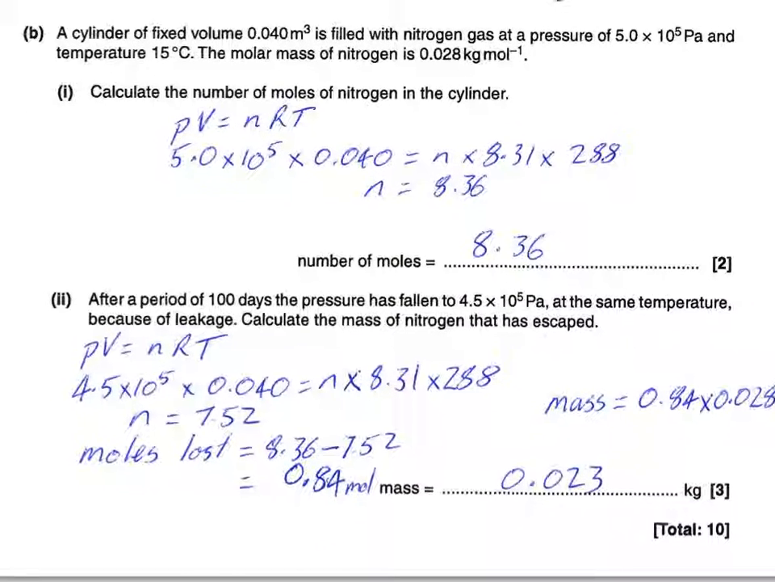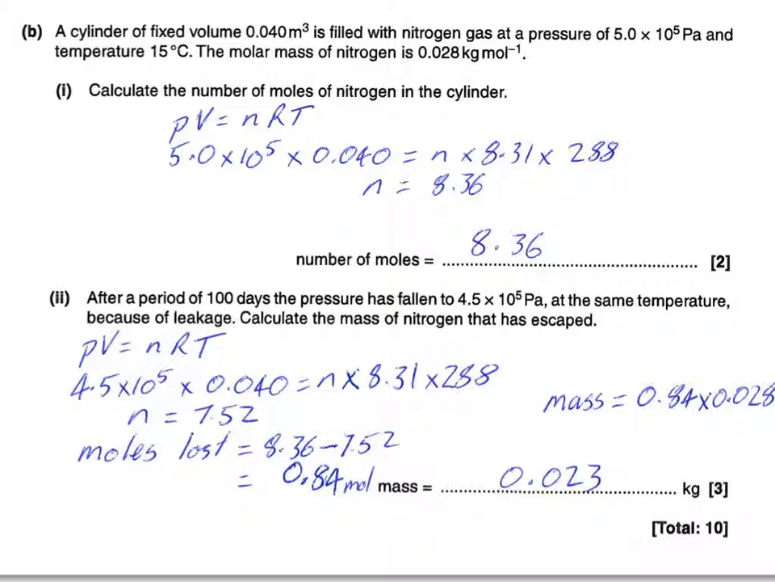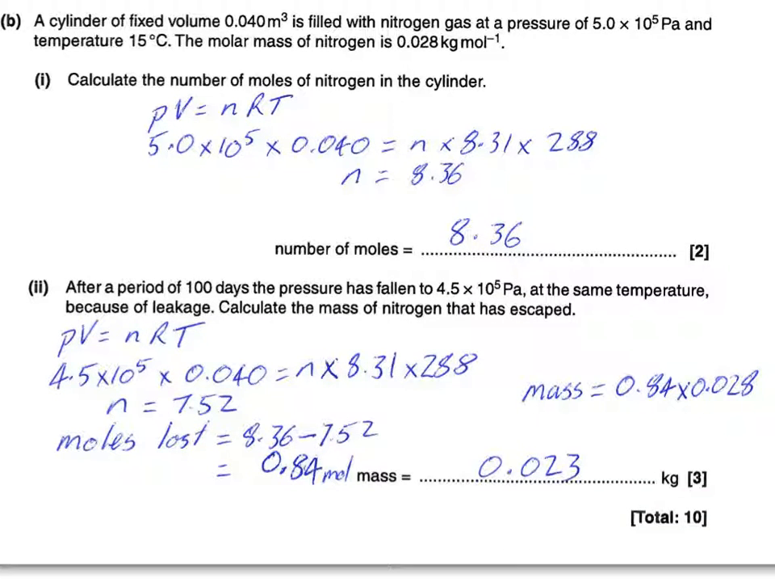So after 100 days, the pressure has fallen to 4.5 times 10 to the 5, at the same temperature, because of leakage. Calculate the mass of nitrogen that has escaped. One of these ones where we need to be very careful to read this. Calculate the mass of nitrogen that has escaped. So what we need to do is to find out how many moles we've got now. That's a straight repeat of the calculation that we did in part 1, but on the new pressure. That gets us that the number of moles is 7.52. That's the first C mark.